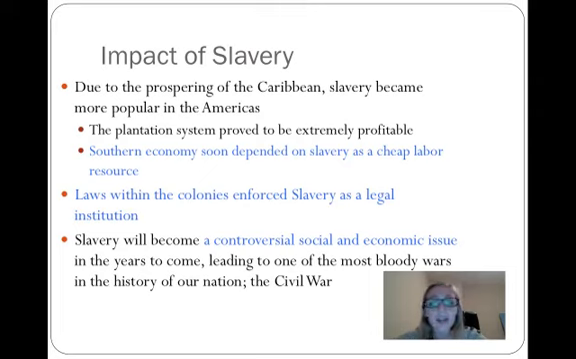Laws within the colonies actually enforced slavery as a legal institution, saying this is legal, you can do it, basically because it made them money. Everything comes down to money and power, and slavery was a stepping stone to get that money and power. Slavery will become a controversial social and economic issue for times to come, just like I explained. It also led to one of the most bloody wars in the history of our nation, where we almost divided in half in the Civil War. So something crazy to think about how the success of one crop based on this incredible geography in our country led to this type of inhumanity and controversy.